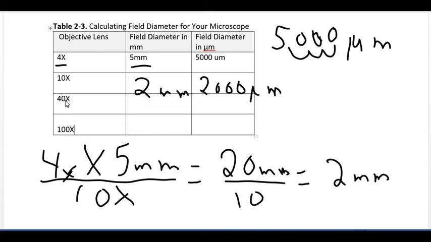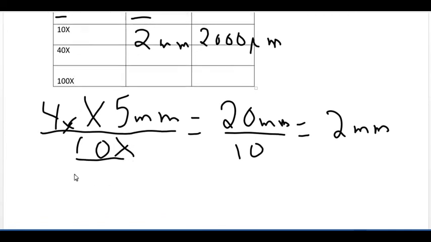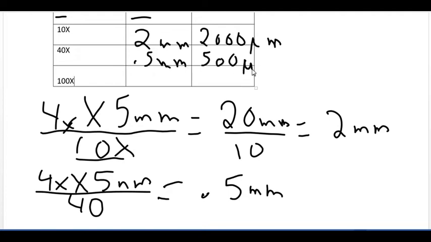So the next problem is what is the field diameter at 40x? So I'm going to do everything the same, except I'm going to change this bottom value now. So I'm going to do the 4 times the 5 again. But now I'm going to divide it by 40 at the bottom. And that's going to give me 0.5 millimeters, which will now go up here. Again, forgive my scribble here. When I move that 3 spaces to the right, I'm going to have 500 micrometers.